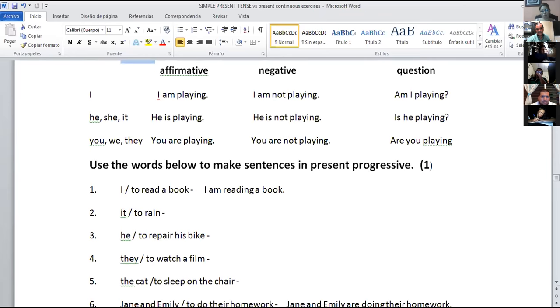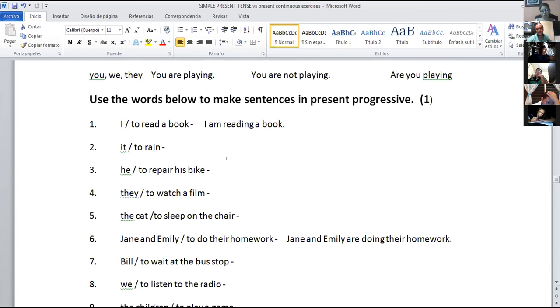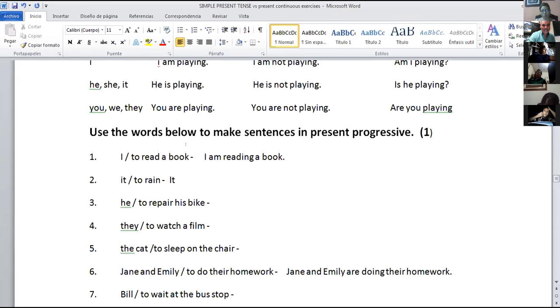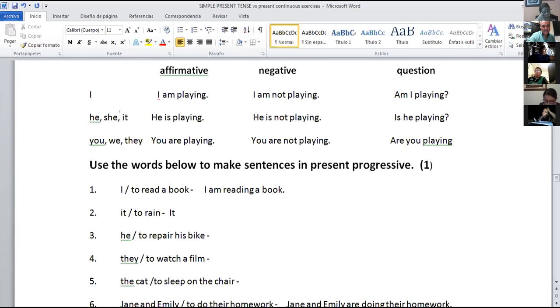Okay. Now, let's see. I read a book. So, I am reading a book. Number two. It is raining. Because it's it, I need is, right? For it, I need is. So it is raining.